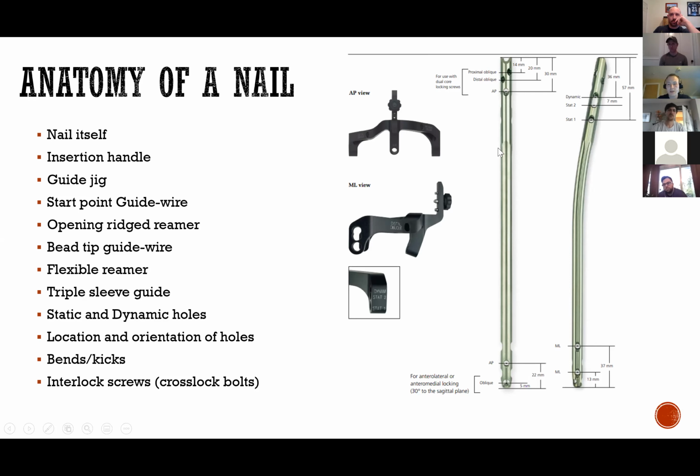And there are similar bends on a femoral nail or on what we call a hip nail that are designed for specific purposes. And then, of course, there are the interlock screws. Sometimes you may hear those called crosslock bolts. They are a little bit different from typical screws that we put in for plating. These are larger diameter screws that have very good axial load and stiffness parameters that allow very high bending strength. They don't have very big threads that bite the bone very well, but they do have very good bending strength.